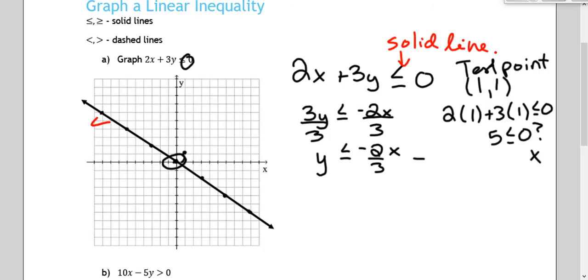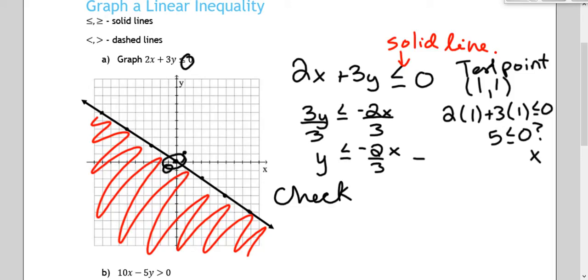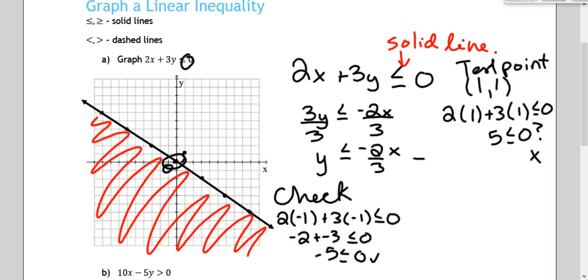So that would mean that everything over here would make this statement true. If I did a check and said, okay, what if I chose -1, -1? So 2 bracket -1 plus 3 bracket -1 must be less than or equal to 0. We can see that that would be -2 plus -3 less than or equal to 0. And -5 is less than or equal to 0. So we know that guy works. Okay, let's go on to the next one.